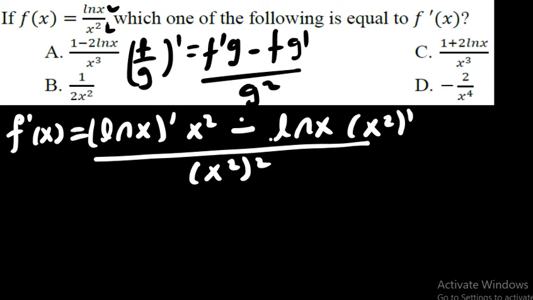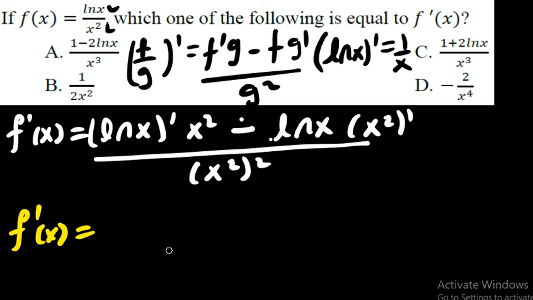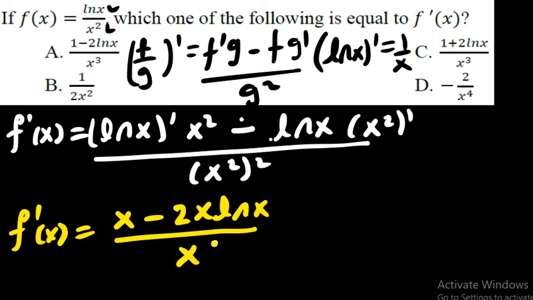So let us finish it. f derivative of x will be the derivative of ln x, which is 1 over x. Don't forget this. Therefore, 1 over x times x squared will be just x remaining, minus, here the derivative of x squared is 2x, so we can say 2x ln x, the whole over x to the power of 4.